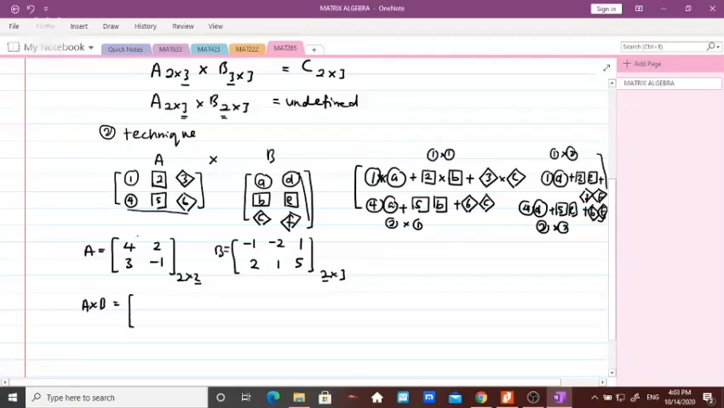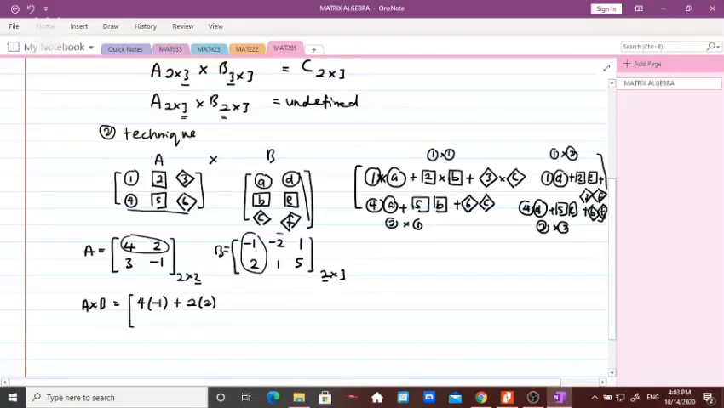Right, so we look at the first row of A. So this is the first row. Then we perform the multiplication with the first column first. Okay, first element is 4 times first element -1. Okay, second element is 2 times second element 2. Right, next we have settled the first column.